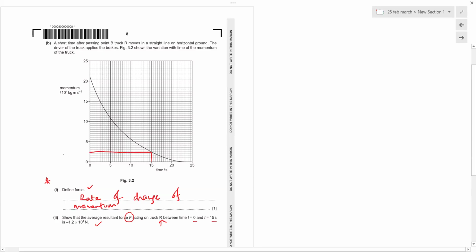So looks like 2.5. Do we have a multiplier? Yes, we have a multiplier exponent 4. So we have to find out force. Force is basically rate of change of momentum, right? So change of momentum would be final momentum minus initial momentum over time. Final momentum looks like 2.5 exponent 4. Initial momentum is 21 exponent 4, over time.